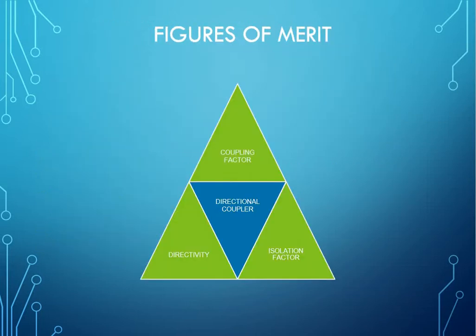Figures of merit. Directional couplers always depend on 3 different measures. One is the coupling factor, directivity, and isolation factors. These 3 factors will define the performance of a particular directional coupler.